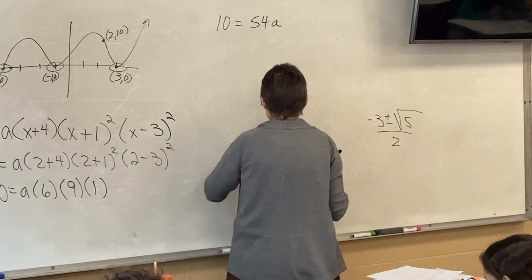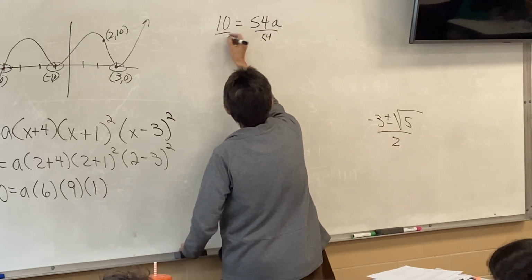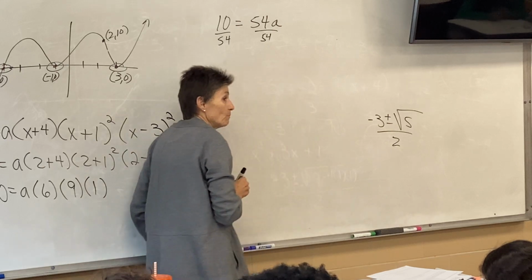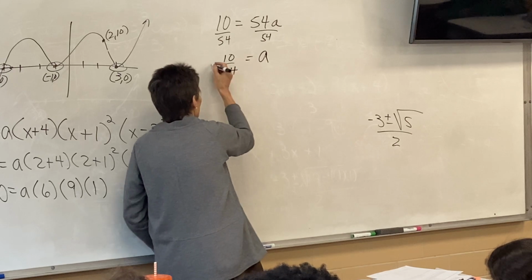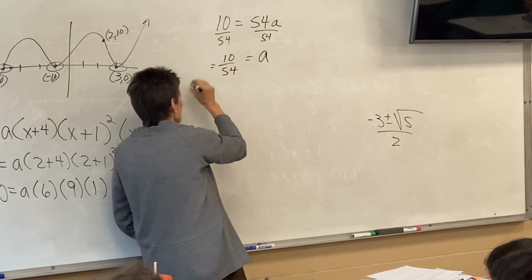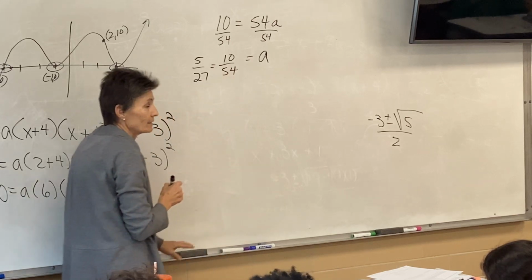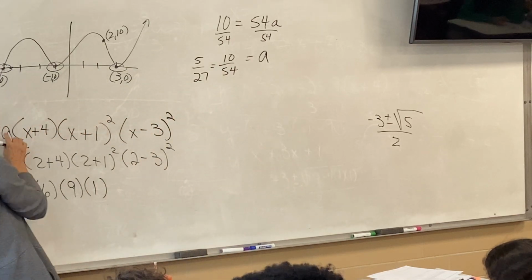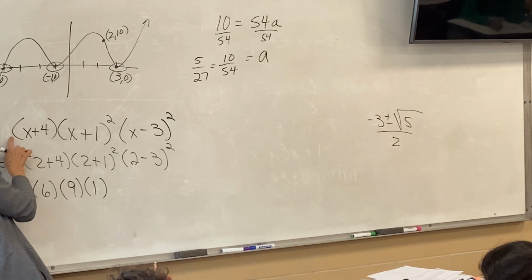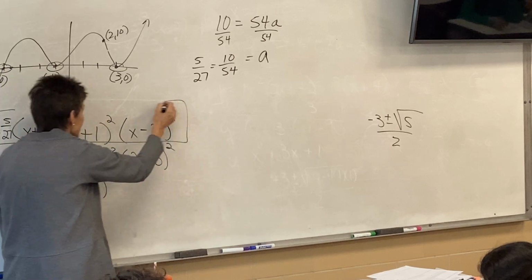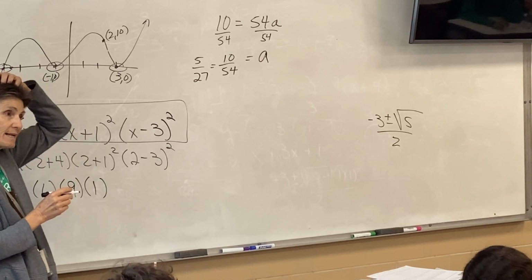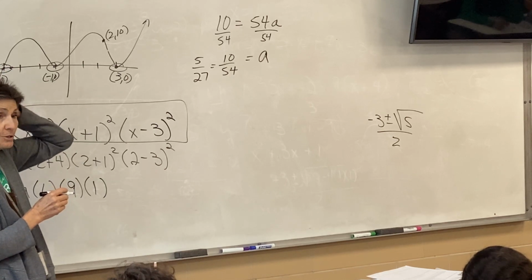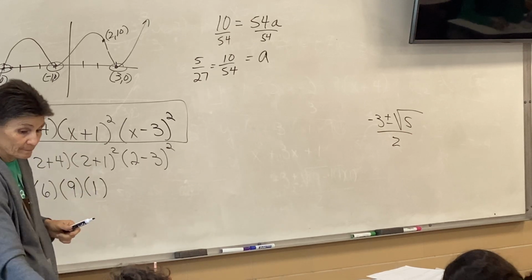Remember, you're getting A by itself, so you're going to divide by 54. You're not dividing by 10, you're dividing by 54. So A equals 10 over 54, which divides by 2 to give you 5 over 27. And that's the number that goes right here. And when we write our answer, this is what goes in the answer blank. The whole thing, not just 5 over 27. That's the A part. You need the whole equation.